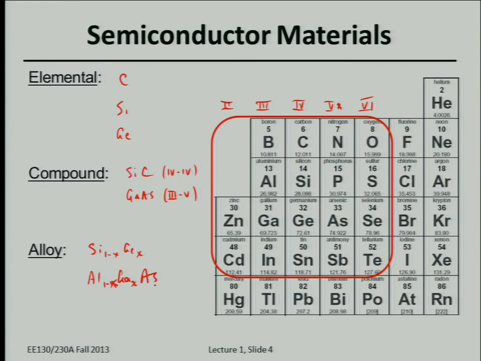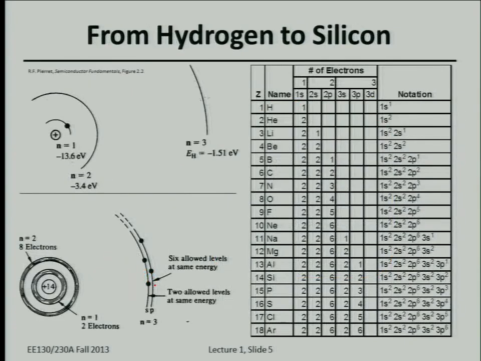The compound semiconductor alloys are used to tune the properties of optoelectronic devices. For a light-emitting diode or a solar cell, you want to adjust the absorption spectrum, or you want to adjust the color of the light that is emitted. You can change the concentration of these elements. All right, so let's talk about silicon.